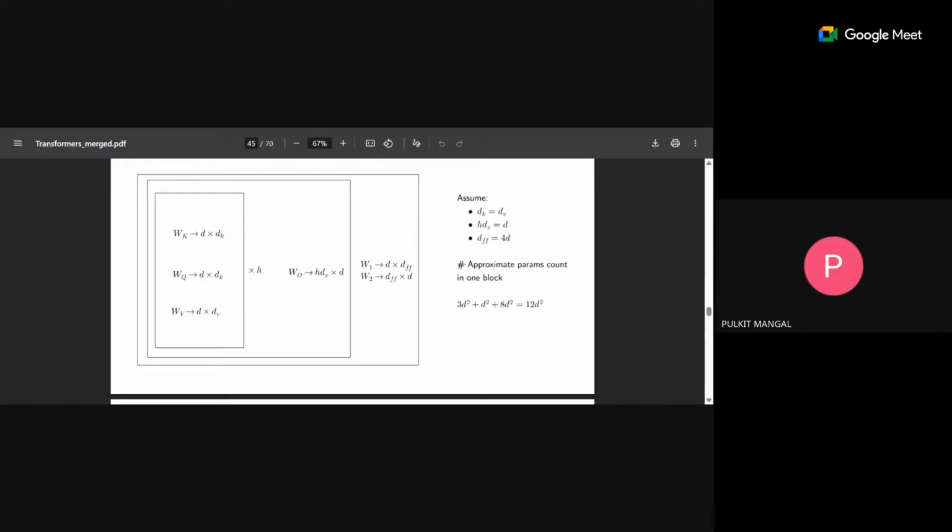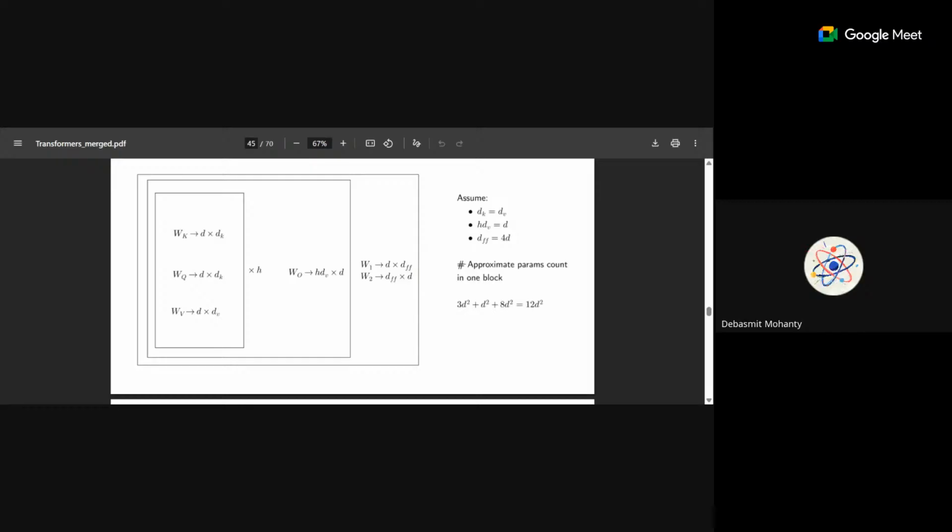One more assumption: here it is written that the hidden layer size is 4 times d. If you choose that, then it is d times 4d and 4d times d here. So 8d square is coming from here, and approximately 12d square parameters will be there, excluding bias. Bias is generally added here only. If you want to add bias, then dff plus d will also come here.